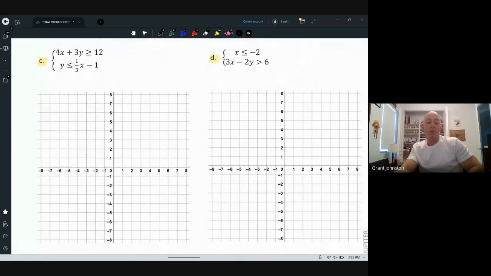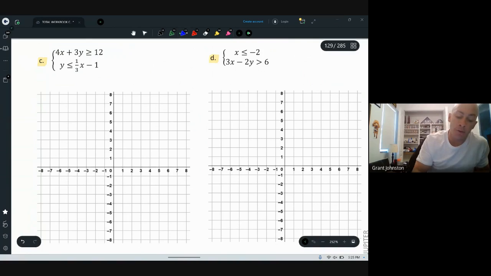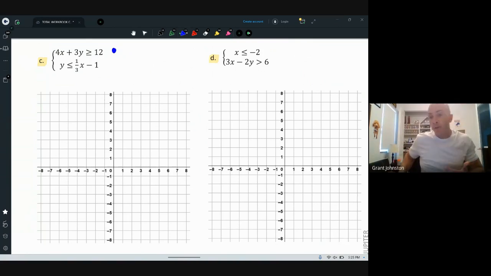Show you a couple more. I'll do this one in blue. Now that one's currently in standard form. I'm going to convert it to slope intercept. So let me rewrite it over here.